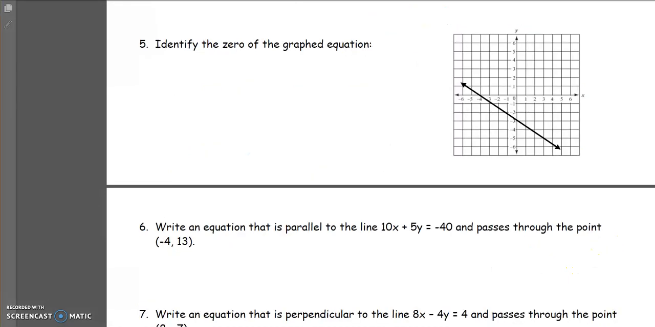Number 5 says identify the zero of the graphed equation. Remember we had roots, zero, solutions. These all mean x-intercept. So I am just simply finding the x-intercept. So I go over here to my graph. This is crossing the x-axis at this point. So that means it is going to be at -4, 0.